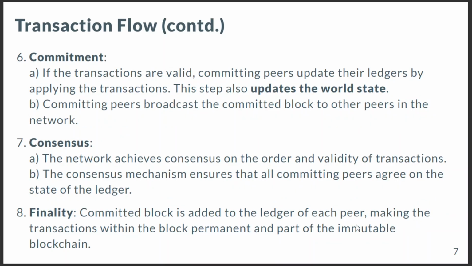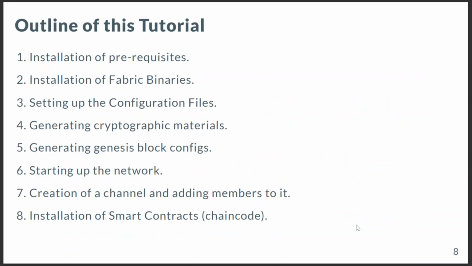Finally, after validation, commitment, and then the consensus mechanism, so that all the peers actually decide on a single value of the transaction, and finality. So it's committed, and the block is final and it is stored in that immutable ledger. So, outline of this tutorial.